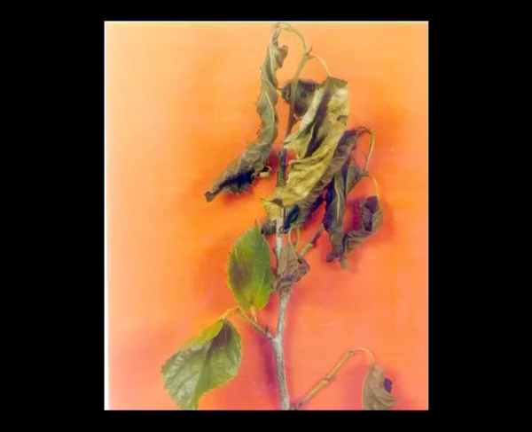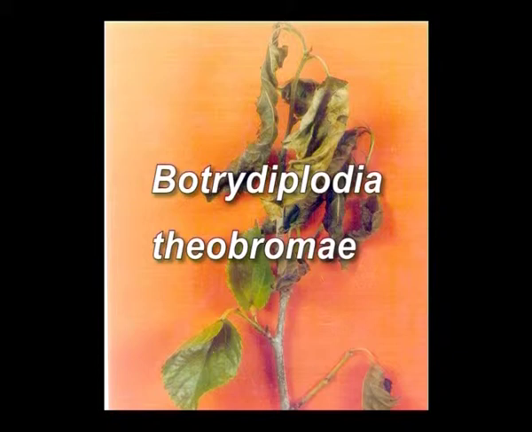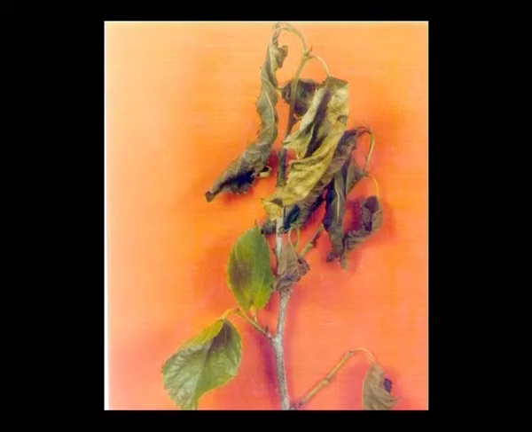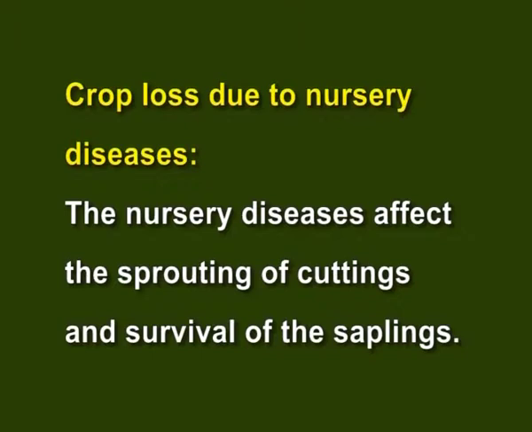Dieback. This is caused by Botrytis theobromae and characterized by the wilting of saplings at the apex and progressing downwards, resulting in death of saplings. Crop loss due to nursery diseases. The nursery diseases affect the sprouting of cuttings and survival of the saplings. The mortality is up to 35%. The mortality may be still higher, that is 50%, in the case of high yielding poor rooting varieties.